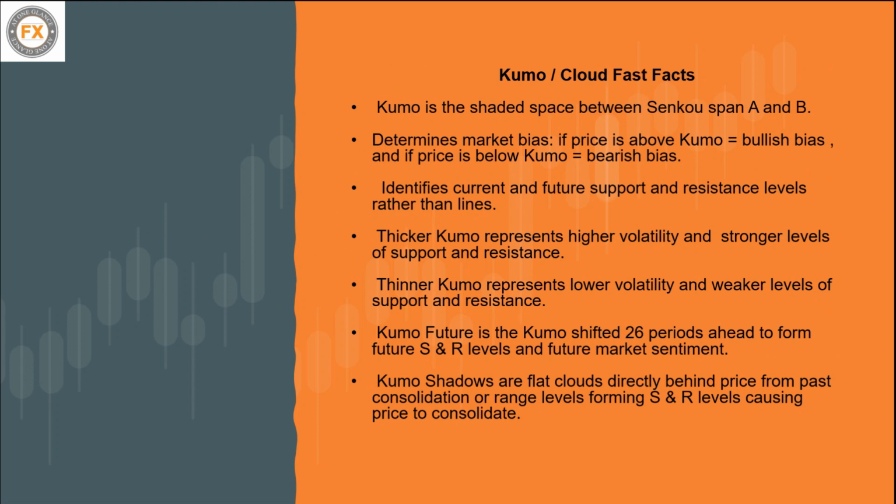Then the next thing is my fast facts about the Kumo. The Kumo is the shaded space, as we talked about, between span A and B. It determines market bias, all right? It identifies current support and resistance levels. Thicker Kumo represents higher volatility. Thinner Kumo represents lower volatility. Kumo future is the Kumo shifted 26 periods ahead to show future support and resistance levels and future market sentiment. And the Kumo shadows are flat clouds directly behind price for past consolidation or range levels. They form support and resistance levels for us to trade off of.